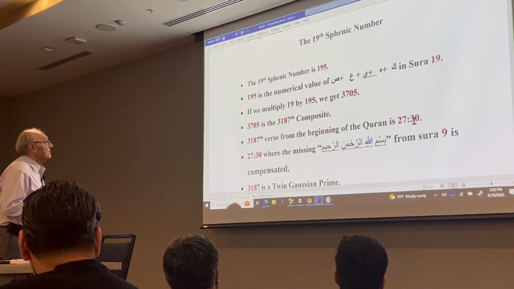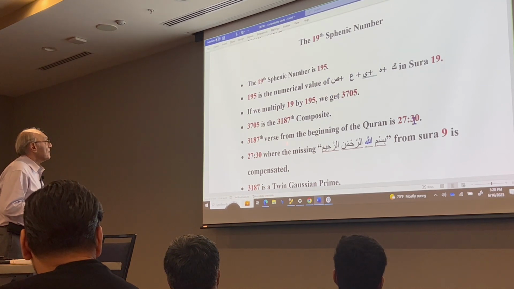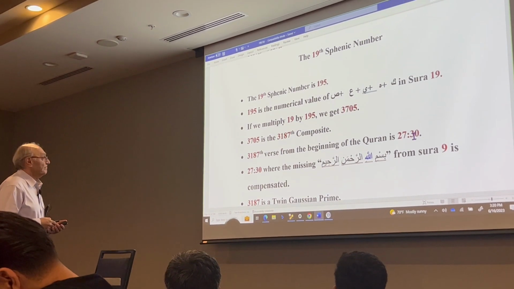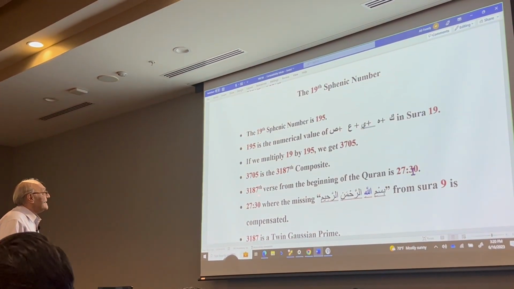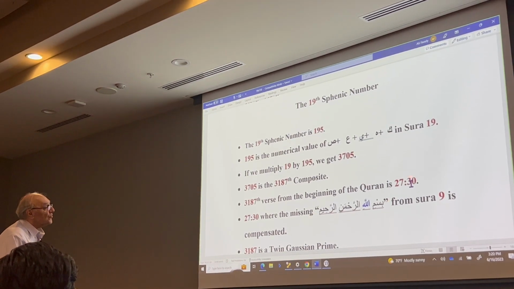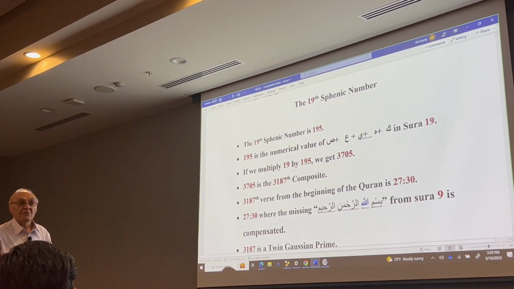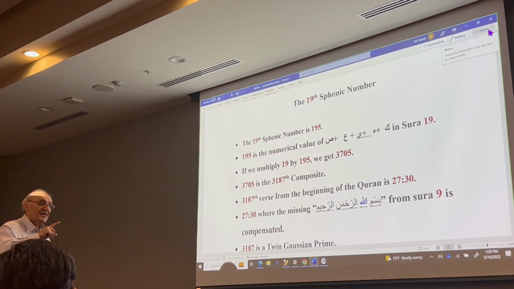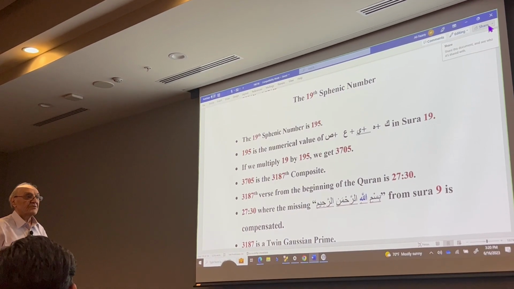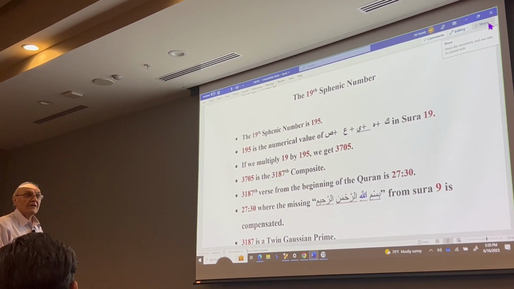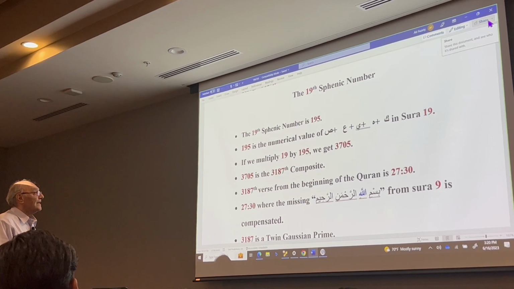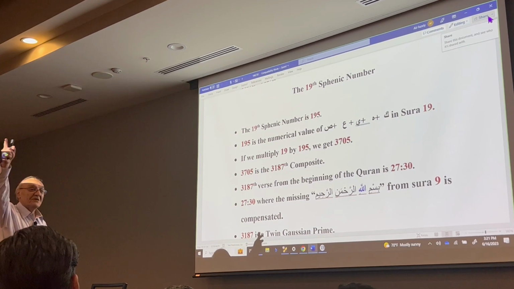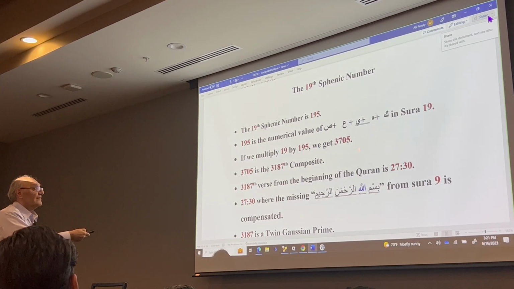3705 is a composite, obviously, because it is a multiple of 2 numbers. And it happens to be the 3187th composite. The 3187th verse from the beginning of the Quran is 27:30. You remember what 27:30 is? 27:30 says that she has received a letter, an honorable letter from Solomon. Okay? And it is in the name of God, the All Gracious, the All Merciful. That's where that missing Bismillah in chapter 9 has been compensated.